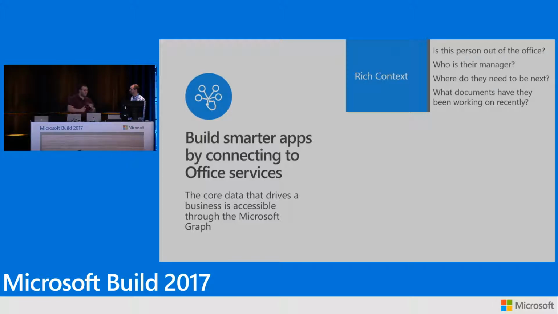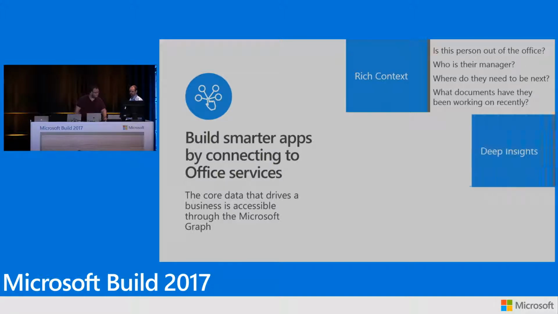You can tell me things like, where do I need to be next? You saw in the keynote this morning that Cortana can be enhanced with skills that can let me see what's going on in my day and really help me plan out what I need to do. What documents have I been working on recently? Can I really bring all of that relevant context from all the places I'm using Office into the graph and expose it to you as developers to build really purposeful applications?